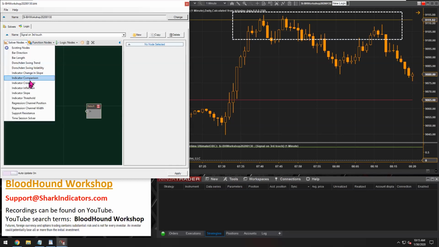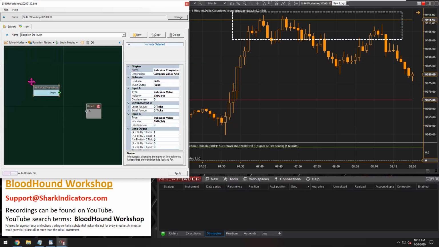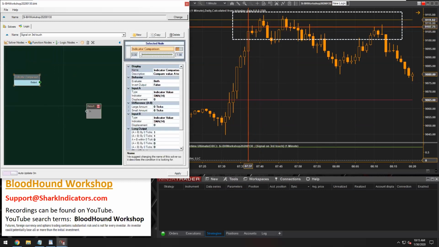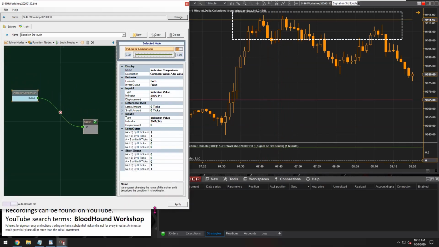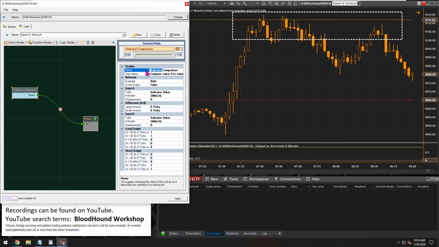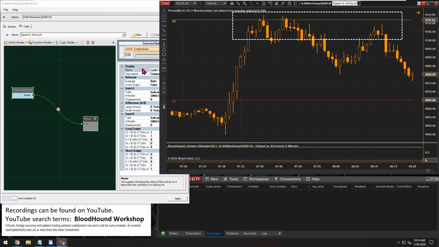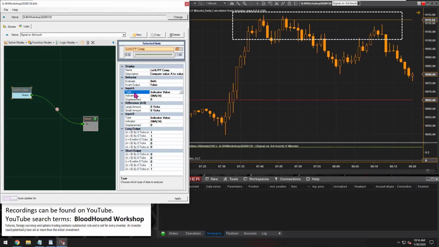All right, so I'm going to grab a couple of comparison solvers. So we're comparing various prices of the bar to a plot line, right? So a resistance plot line or a support plot line, whatever the case may be. So let's connect that in. Let's see, compare the low or the high of the bar to the PP line of the pivots indicator here. All right, so input A, that will need to be price.